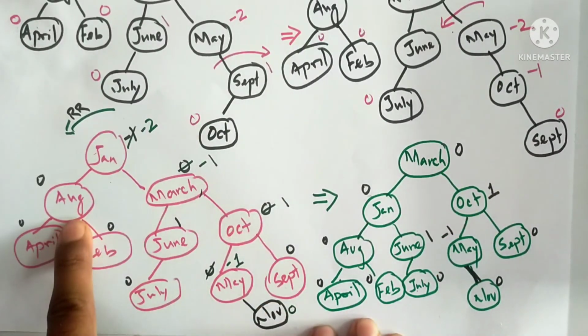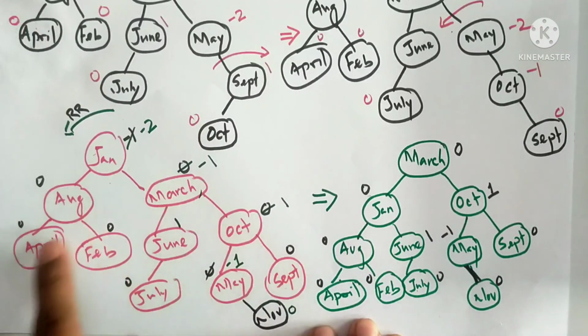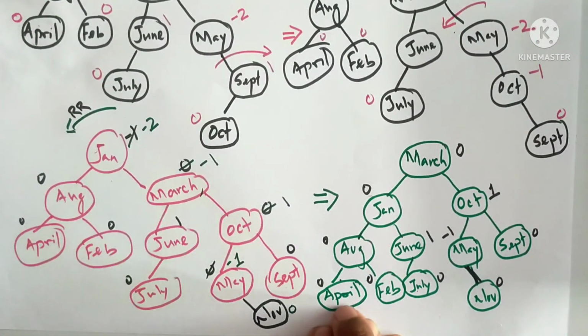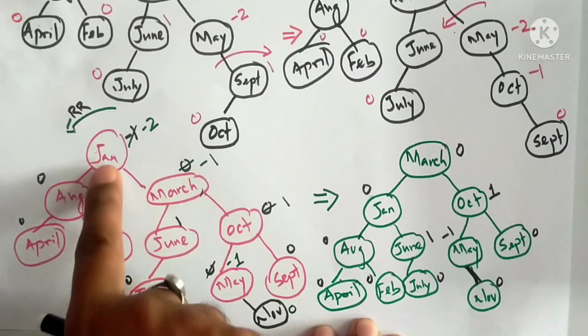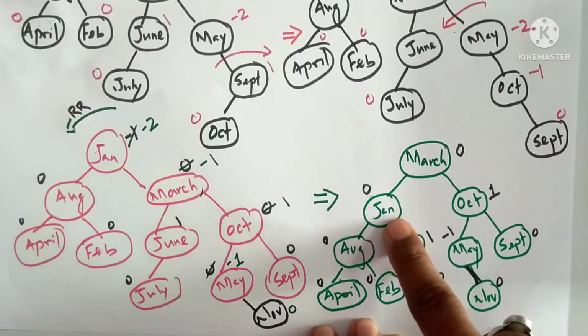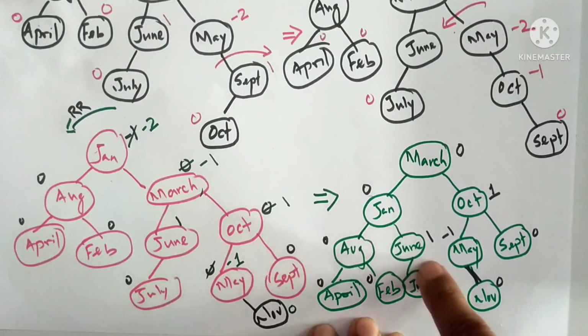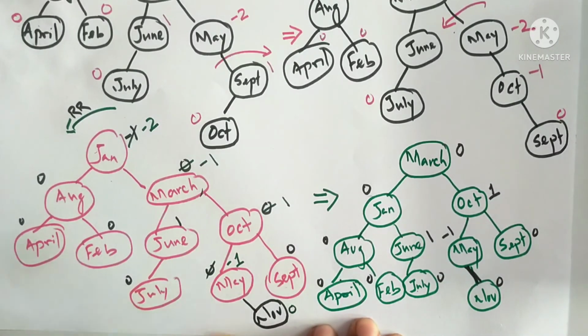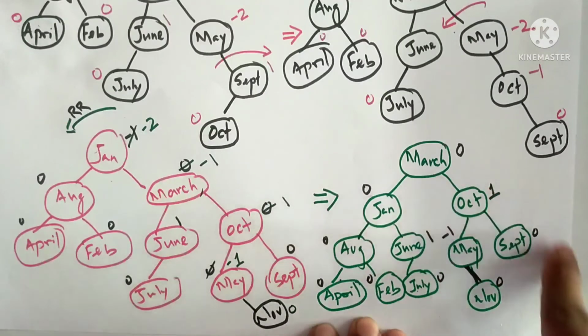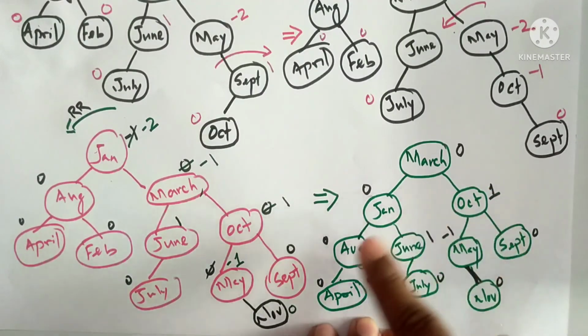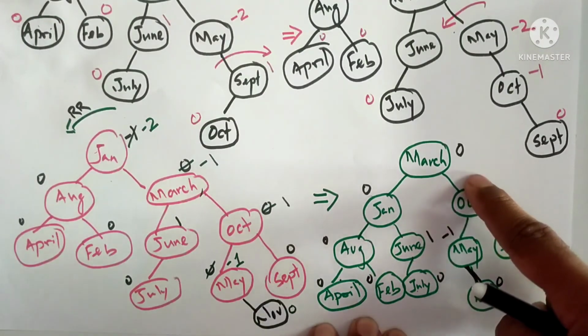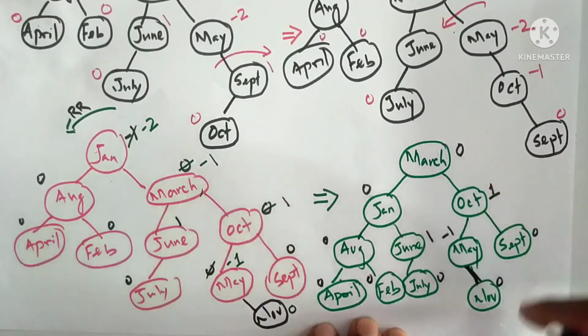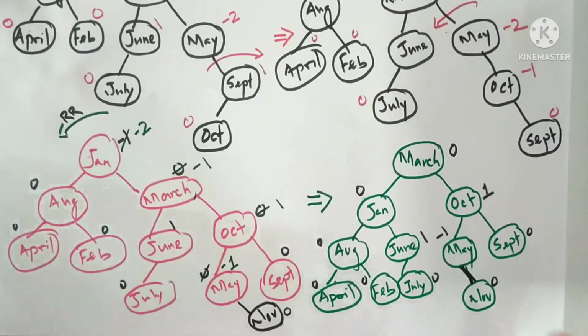Then January's left child is August. August's left and right are April and February. We have written that. Then June is the right child of January, and June's left child is July. Now you measure the balance factor. All the nodes are lying within the AVL tree balance factor range. So we can go for the next month insertion. We have inserted November. We'll go for December.